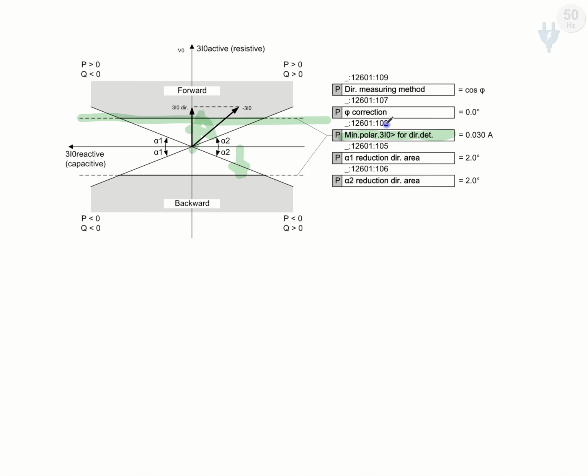So this amount, by default, is 0.03 amperes. But for each system, how much amount we should take, we are discussing right now.